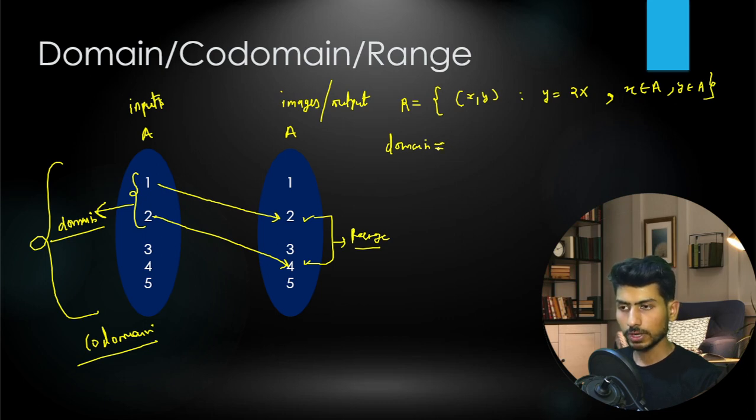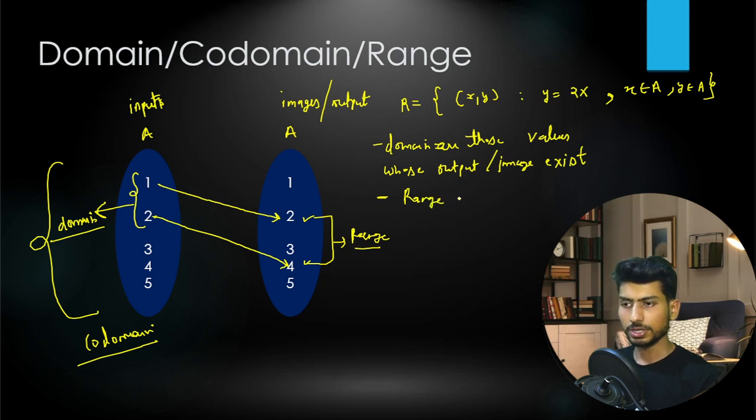So if I ask what a domain is, then you will write: domain are those values whose output or image exists. Understood? Like this. What is the range? Range are the outputs of the domain. And what is the codomain? Codomain means basically the full input, the full set. Codomain is all the inputs.